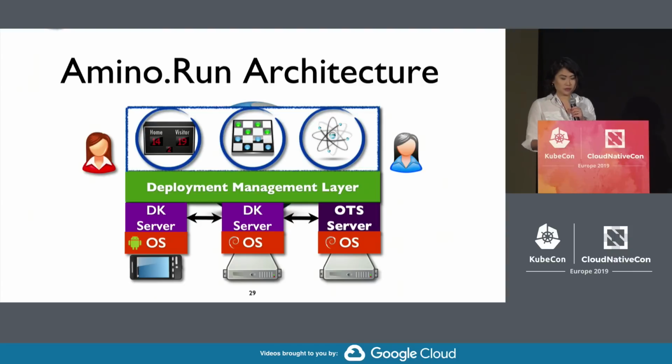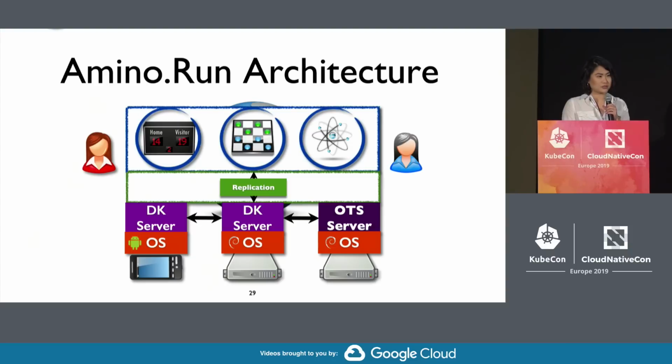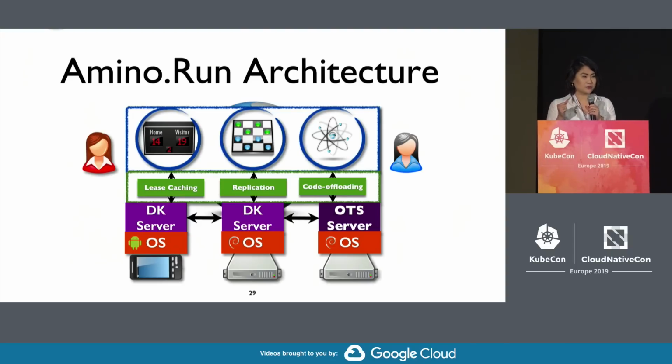The way the deployment management layer works is that for each microservice, the programmer chooses a single deployment manager. For some microservices, say you need to replicate for fault tolerance, you would choose a replication deployment manager. For others, you might choose code offloading, if you want to move your code somewhere with a more powerful machine, or one that has a GPU or some other service it's able to offer.